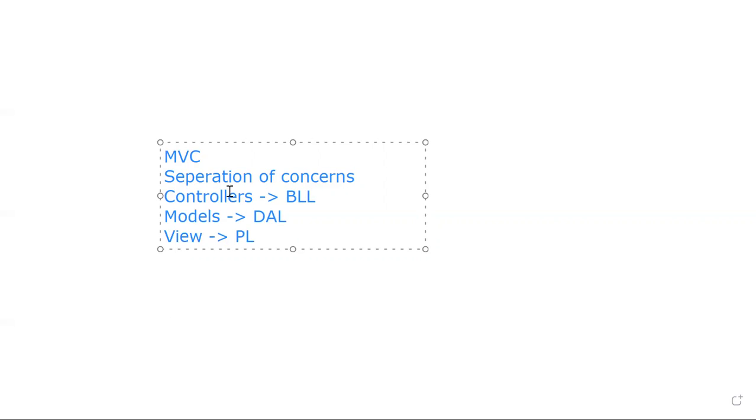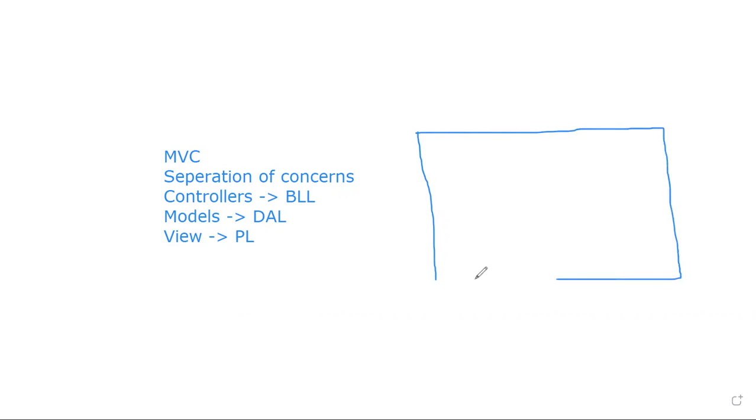So MVC is a separation of concerns which is used for developing different types of web applications. A web application, for example, is something we access through a browser.